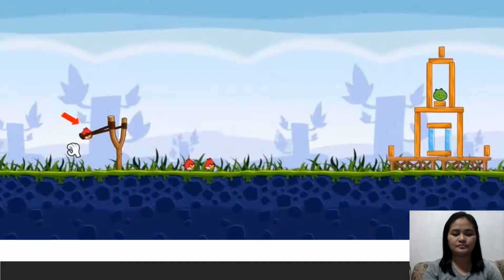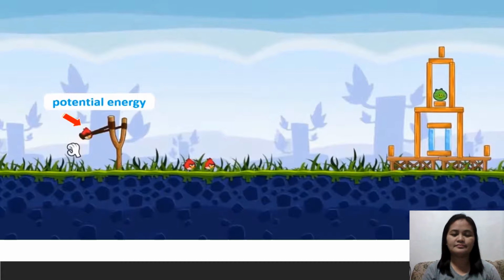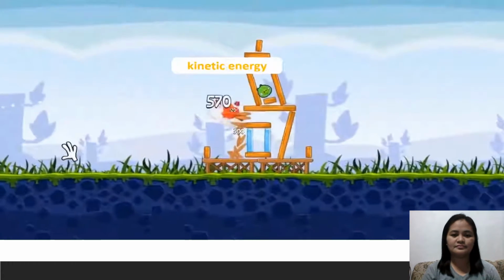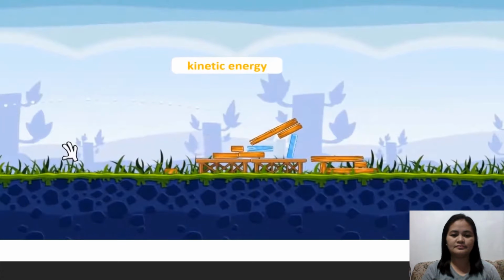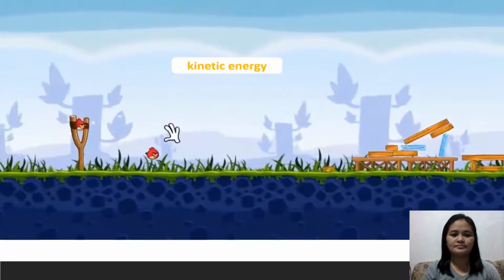Look at the slingshot. It has stored energy with which it can throw the bird up to a certain distance. Based on its position in the slingshot, we can say the bird has potential energy. As soon as it's released from the slingshot, it gains kinetic energy. And because of kinetic energy, it is able to apply force on the little houses to break them down.